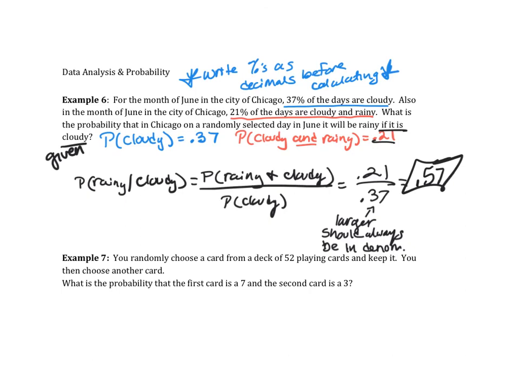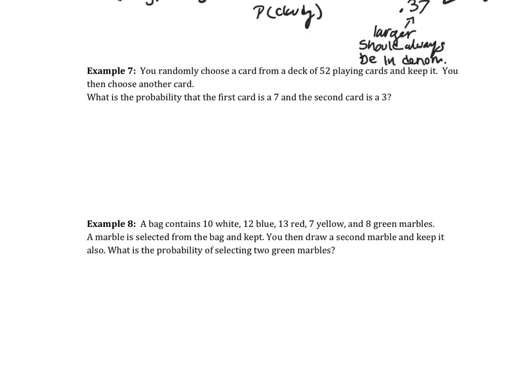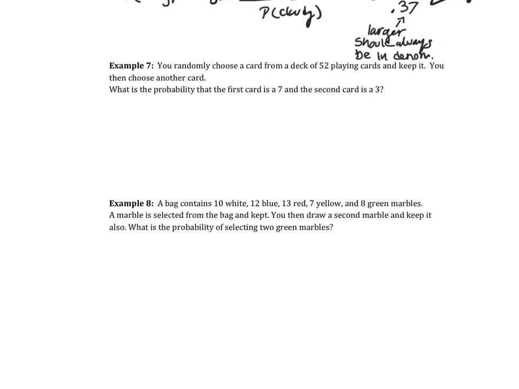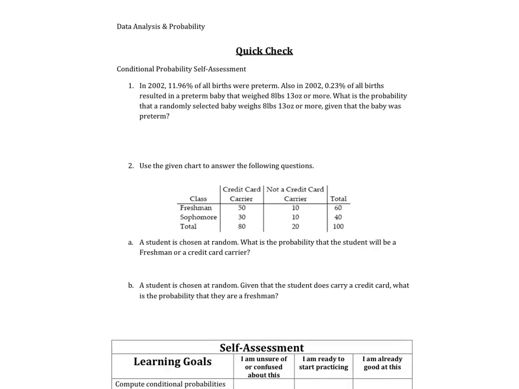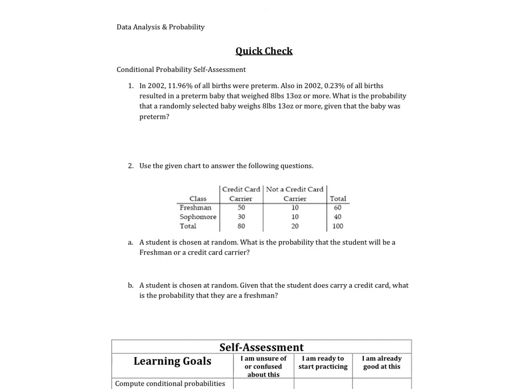Okay, examples 7 and 8 are just some refreshers on our and probabilities. I want you guys to go ahead and try examples 7 and 8. Okay, and then there's going to be some self-assessments, or quick check self-assessment. Bring any questions you have to the Google Meet. To make sure with these percents here, you change these percents into decimals before you do any calculating. Okay, go ahead and try the quick check self-assessment. Bring any questions you have to the Google Meet.